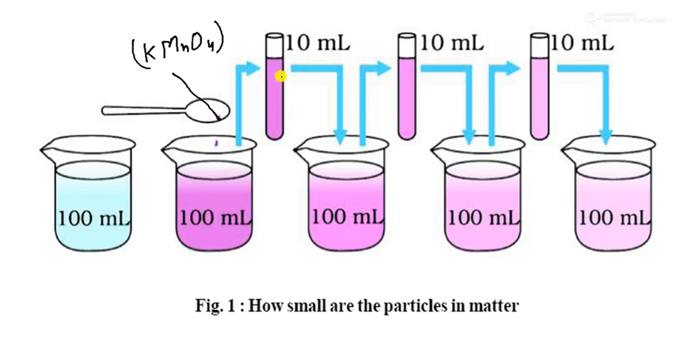Now take 10 ml and pour it once again into 100 ml water. Once again take 10 ml in a test tube and pour it into 100 ml water, and once again take 10 ml and pour it into 100 ml water. What happened in this? The colors are different, and the color is always decreasing in order. It is very dark, then somewhat less dark, then less dark, and finally very low dark.